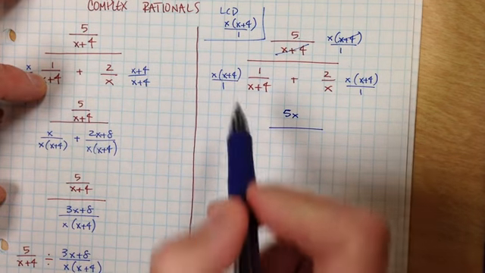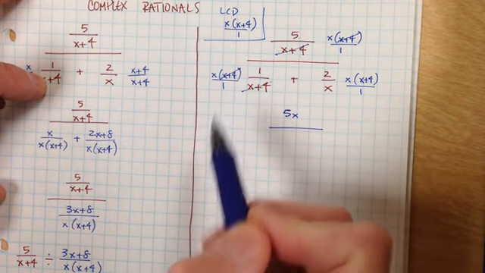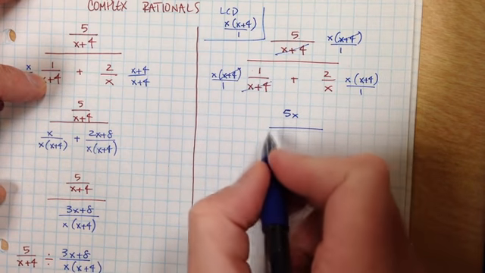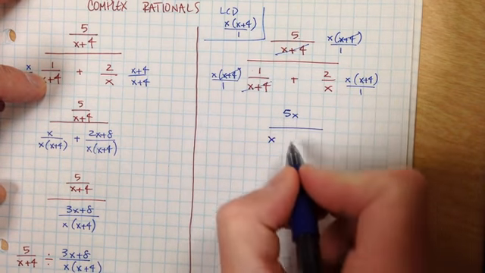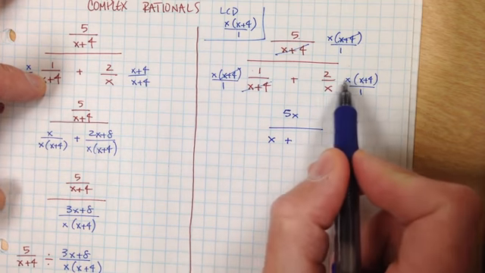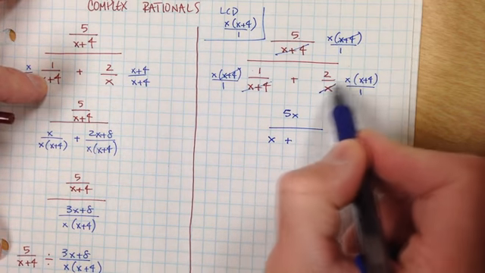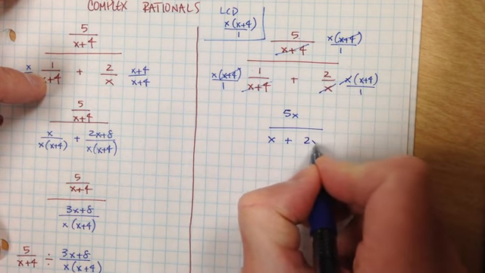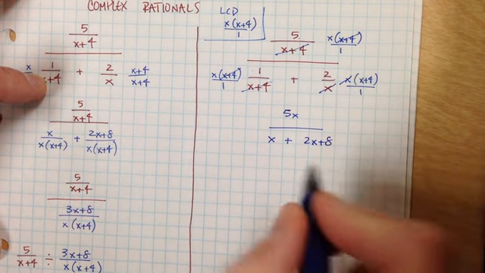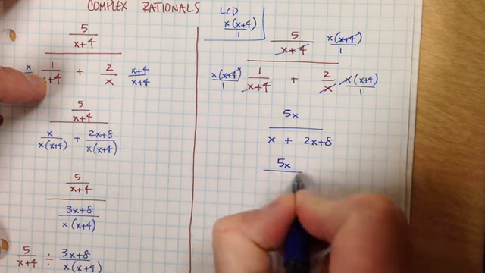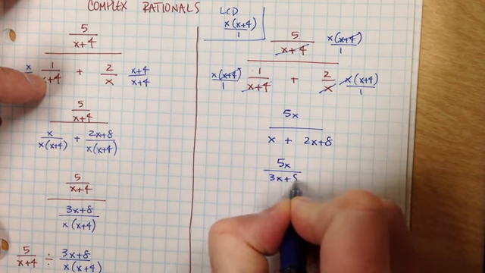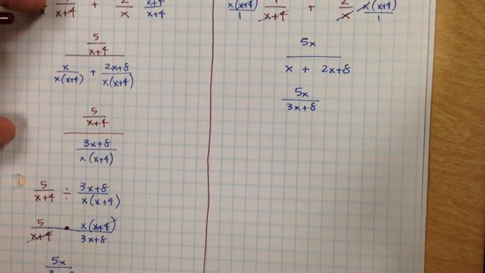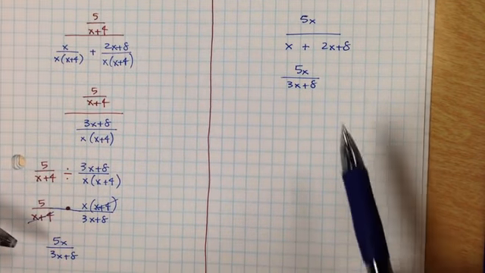That's my numerator. Coming in here, the x plus 4's cancel. x times 1, x over 1, is simply x, bring down your plus sign. And then here we cancel the x's, so it is 2x plus 8. Now we can clean it up a little bit. And there we go.